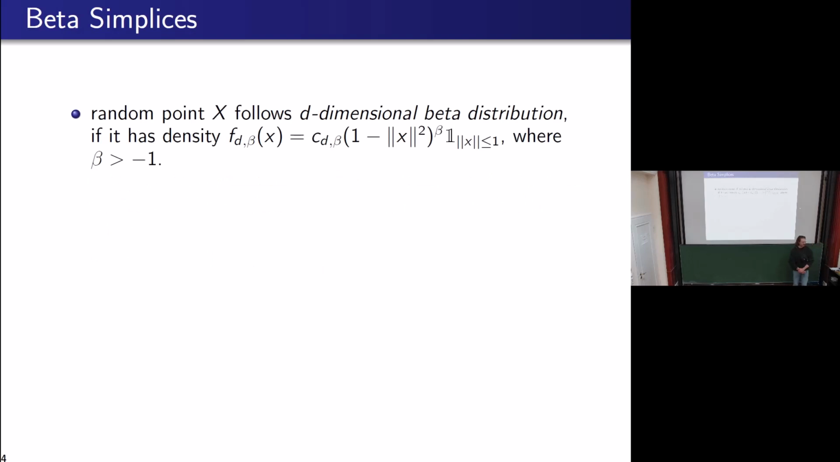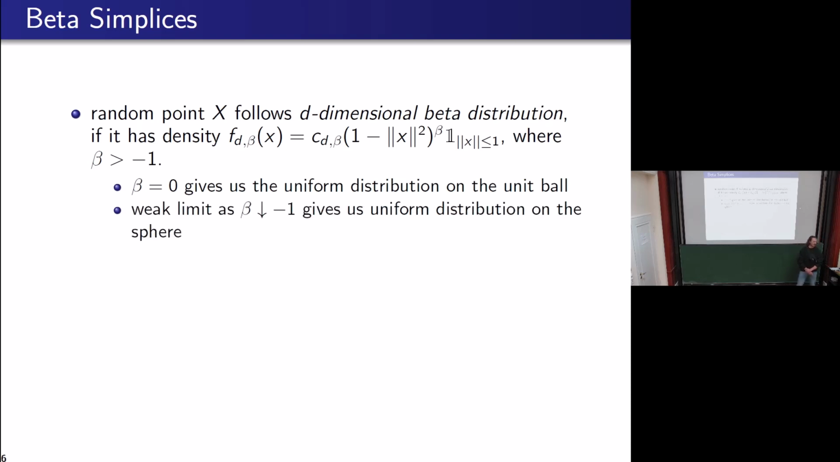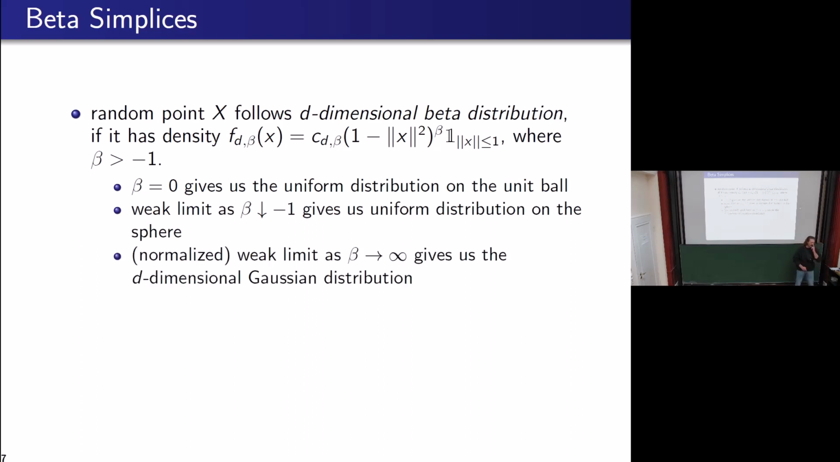We say that a point x follows a d-dimensional beta distribution if it has the density that you can see on the slides. It exists for beta strictly greater than -1. Why is this density interesting? You can get some very interesting special cases from it. For example, for beta equal to 0, you get the uniform distribution on the unit ball. If you look at the weak limit as beta goes to -1, you get the uniform distribution on the sphere. And if you normalize it properly, as beta goes to infinity, you get the d-dimensional Gaussian distribution.